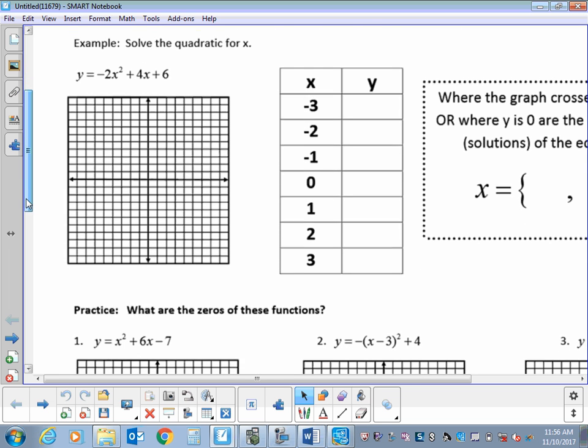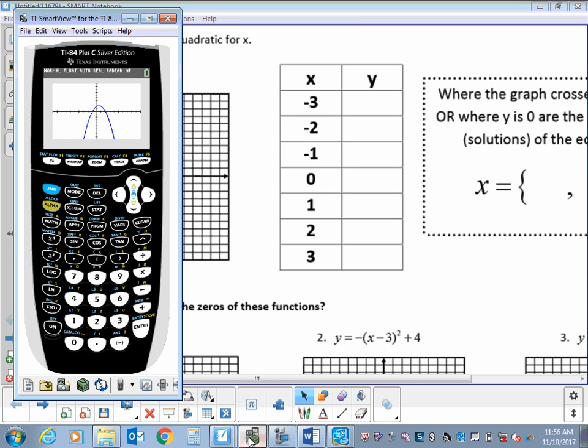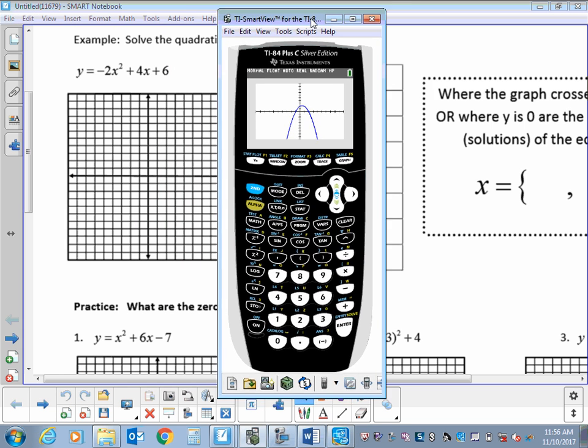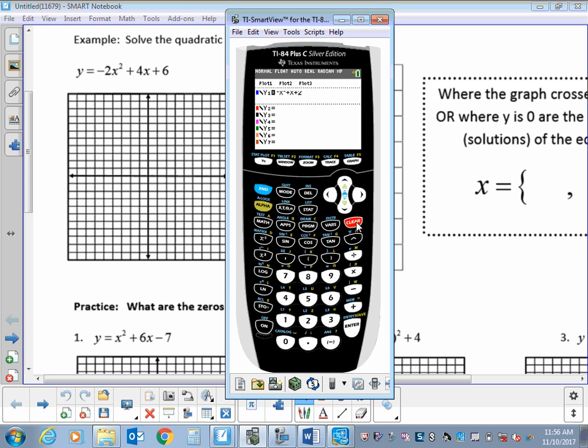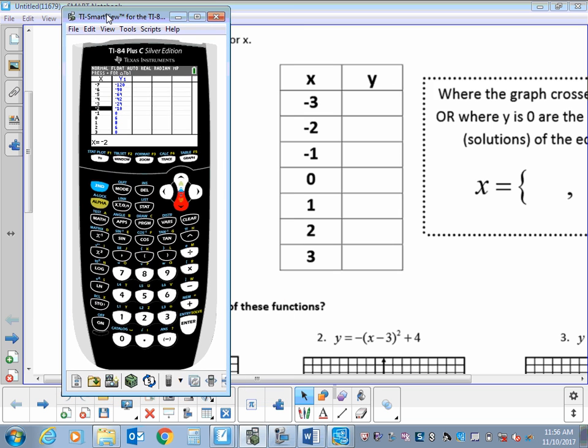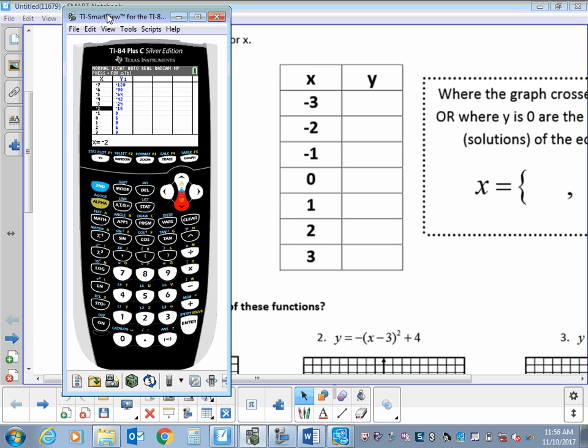I want you guys to put this equation into your calculators. So we have negative 2x squared plus 4x plus 6. Type that in. Once you type it in, look in your y equals to get the points that match up with negative 3 through positive 3. Write that down and then sketch the graph. Obviously you can't sketch negative 24 and negative 10, so just sketch the ones that you are able to.